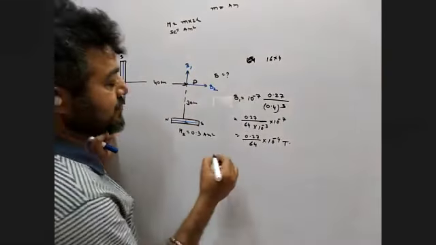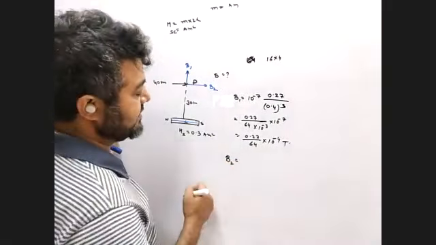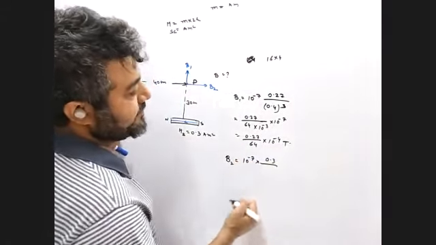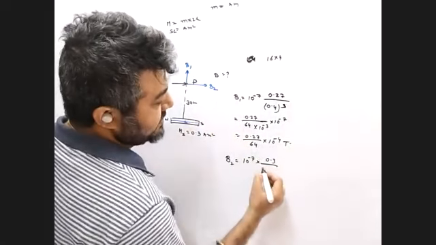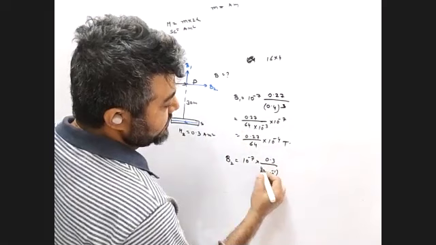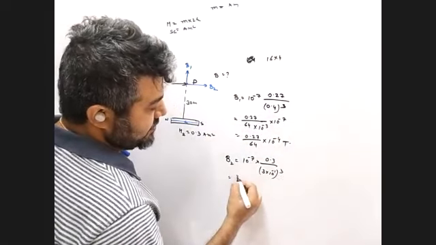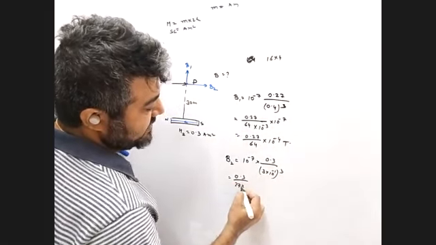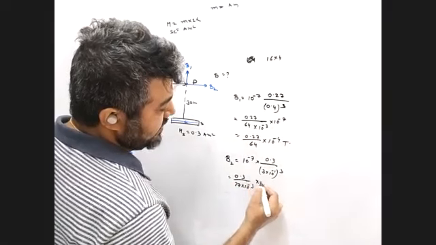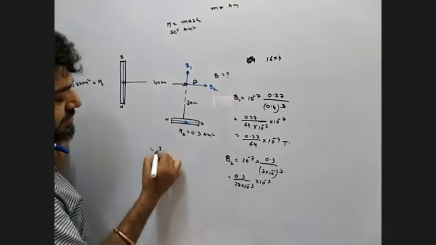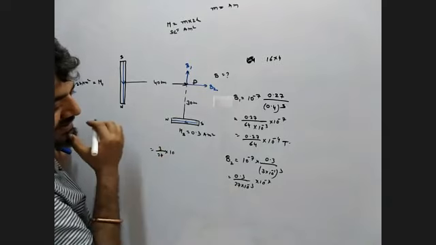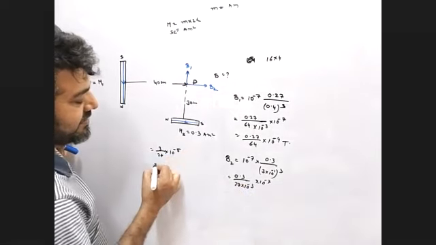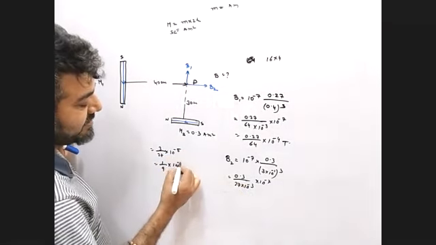And the B2 is, I'm just giving it randomly, so maybe the data varies a little bit. 0.3 by that distance, 3 into 10 to the power minus 1, to the power cube. So 0.3 by 27 into 10 to the power minus 3 into 10 to the power minus 7. So 3 by 27 into 10 to the power minus 5. So 1 by 9 into 10 to the power minus 5 Tesla.